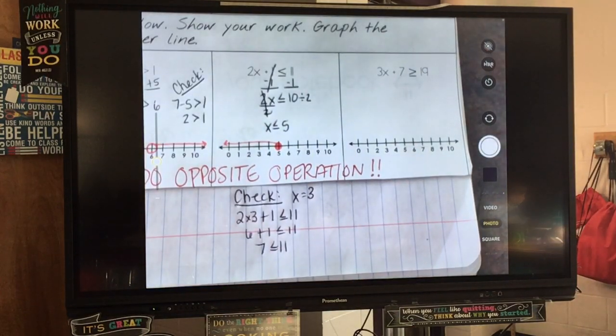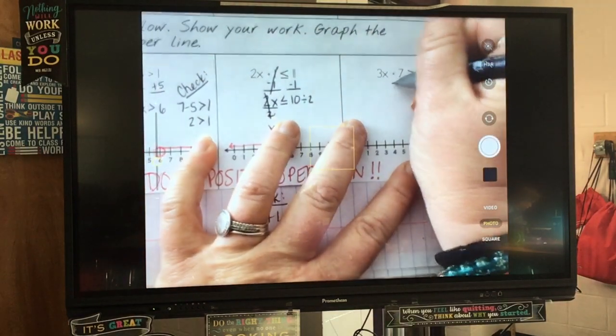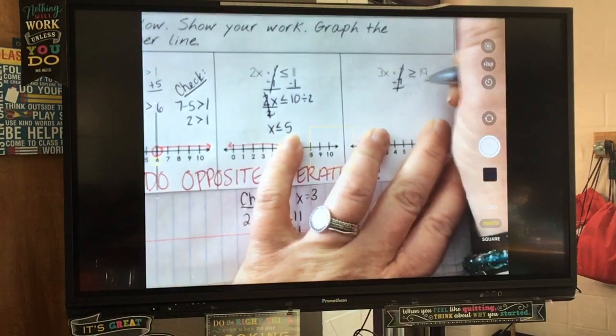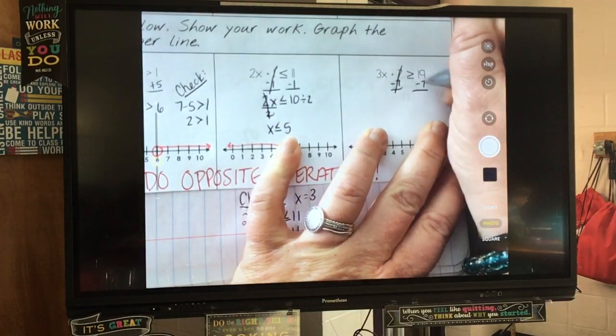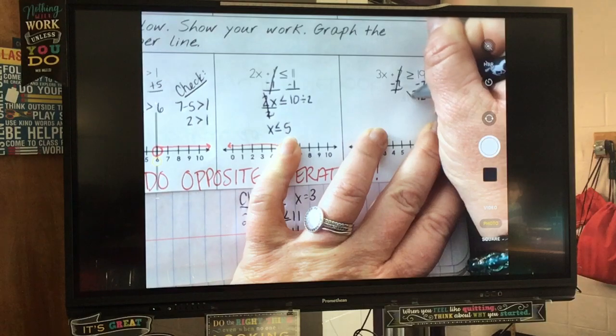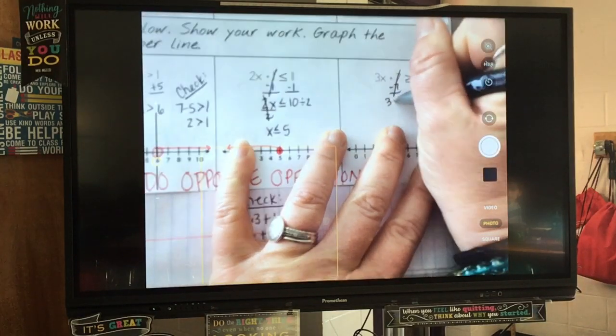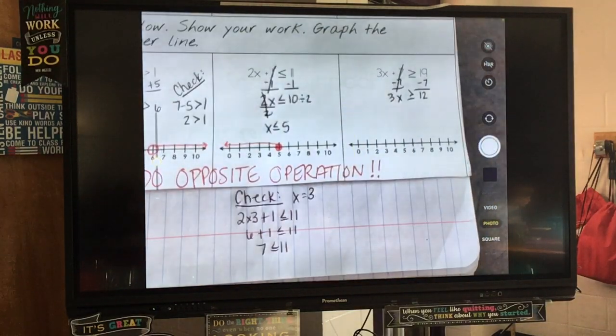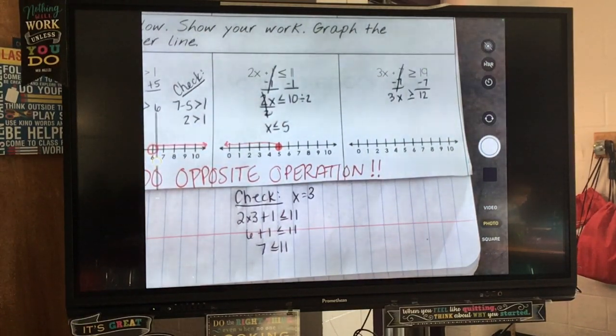Alright, so the next one, 3x plus 7 is greater than or equal to 19. So someone tell me how we're gonna go about solving this problem. Alright, Gabby? So you have to do the opposite operation, which means you're gonna subtract 7. Okay, so that's our first step. So 19 minus 7 is gonna give me 12. I bring down my inequality and I bring down my 3x. Does everybody understand that step? We're good with that one? Okay.